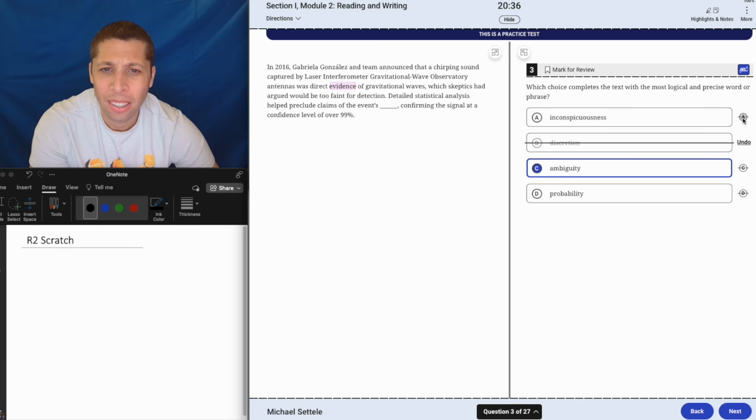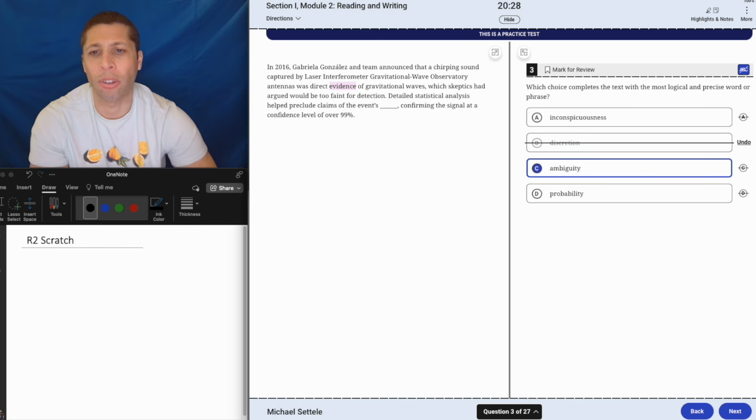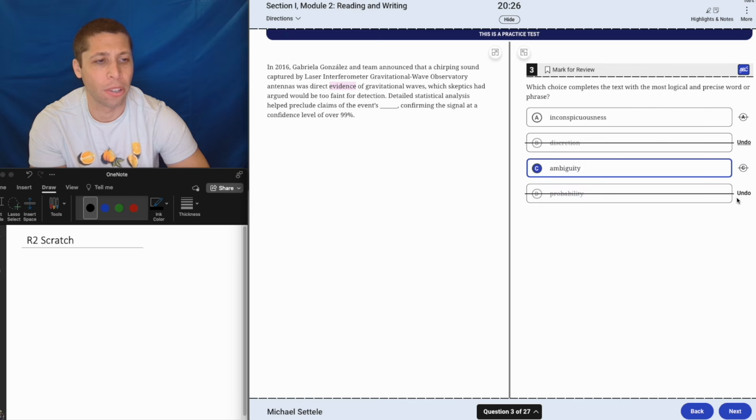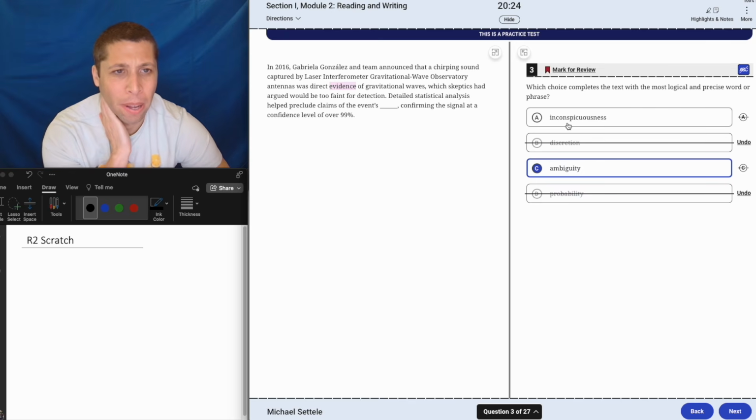I don't think that makes any sense. Probability. I mean, what does it mean for the confirming this? This is just a trap because they say confidence over 99%. There's no way that that's right. I think it's this, but I don't know.